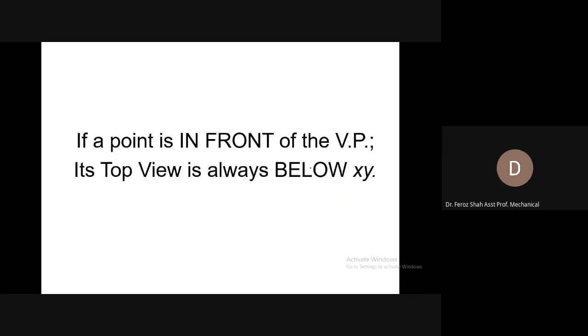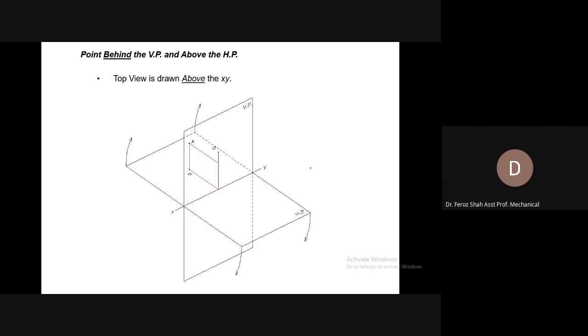If a point is in front of the vertical plane, its top view is always below the XY reference line. Now, again, the point is now above the horizontal plane and behind the vertical plane. So you can see that for drawing its top view, looking at it from above or from below, its top view will be drawn at this position on the horizontal plane.